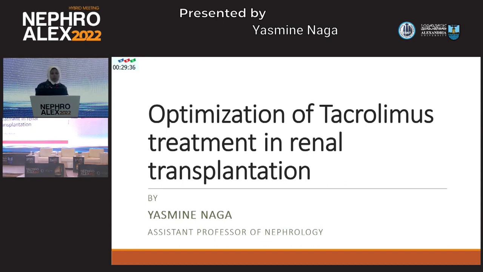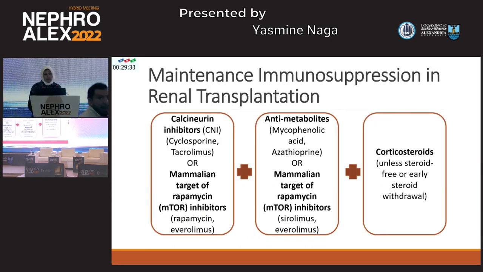I'm going to talk about optimization of tacrolimus in renal transplantation. Now, we all know that the basic regimen in a transplant patient usually includes 3 drugs. The first drug is usually a CNI or calcineurin inhibitor, or less commonly a mammalian target of rapamycin or mTOR inhibitor. The second drug is an anti-metabolite, mycophenolic acid or mycophenolate mofetil, or less commonly, sometimes in maintenance, azathioprine, or also an mTOR inhibitor if CNI was previously used, with or without corticosteroids.